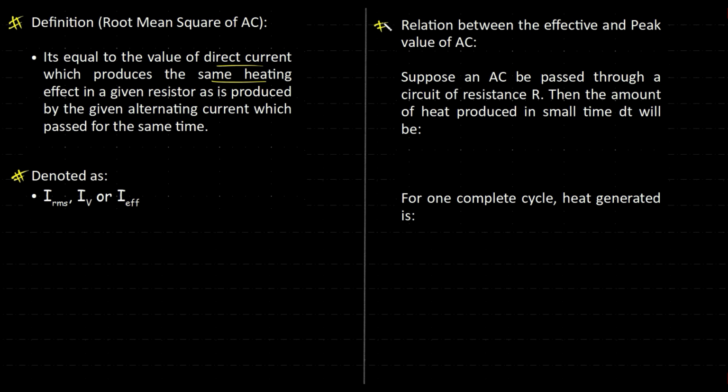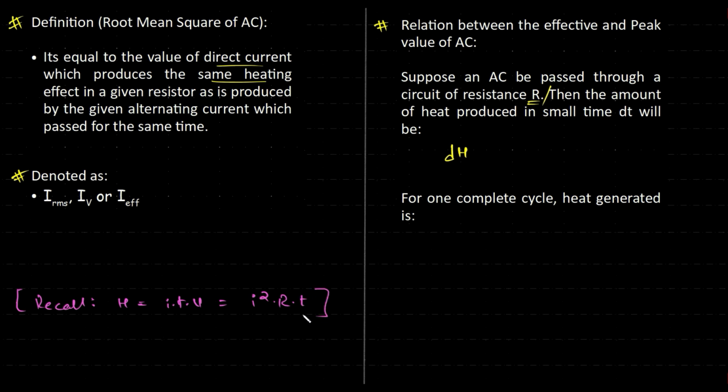Now let's find the I RMS and relate it to I naught. To do that, we start by taking an AC source passing through the resistor R, and we look at a small amount of heat for a small duration of time, so dH is what we are looking at. Let's recall heat. Heat is given by this formula, and then if I substitute P, we have this formula.